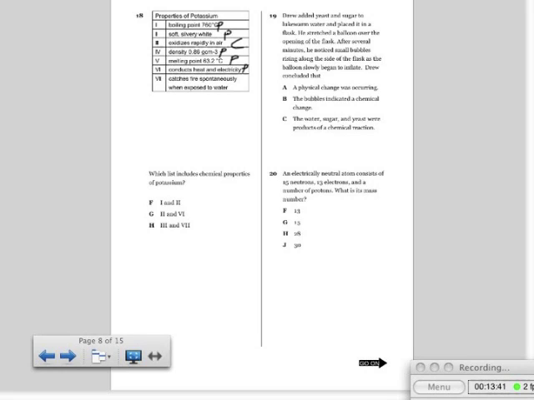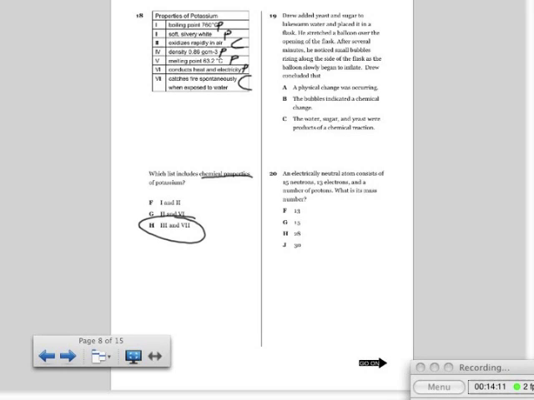Catches fire spontaneously when exposed to water. It's chemical. So then it says which list includes chemical properties. So we had number 3 and number 7. So H is our answer. Any questions on that one? I know quite a few people missed it just because they think that sometimes melting or boiling is a chemical property. It's actually physical.